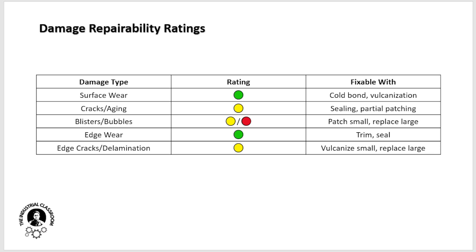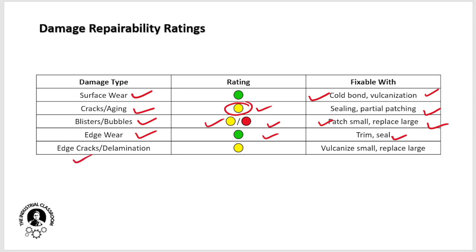Now, remember that surface wear is repairable and it can be repaired by cold vulcanizing and cold bond vulcanizations. Cracks or aging repairs are for sealing, partial patching. We can do it also. But blisters, bubbles, remember that they come under yellow or red category. So for small patches, it is repairable. For larger damage, you go to replace. Then edge wear is also replaceable by trimming it.